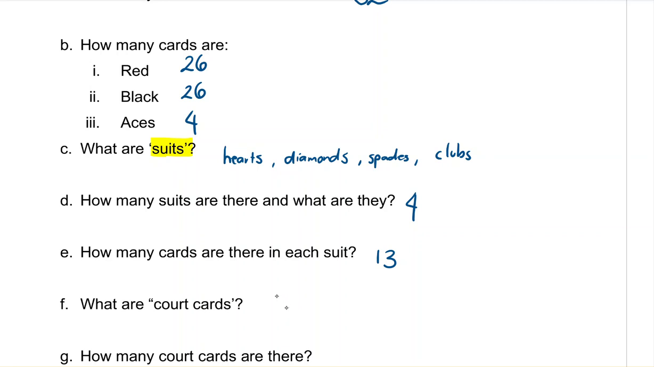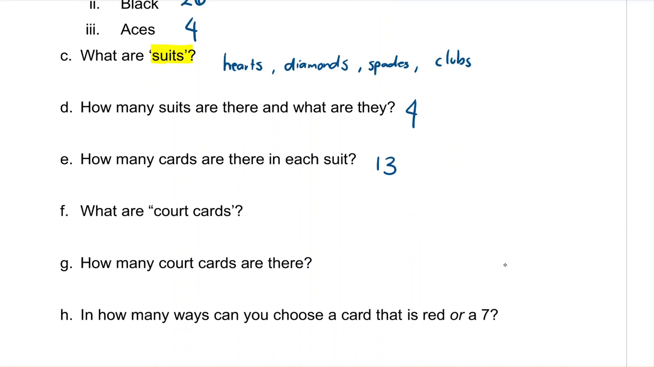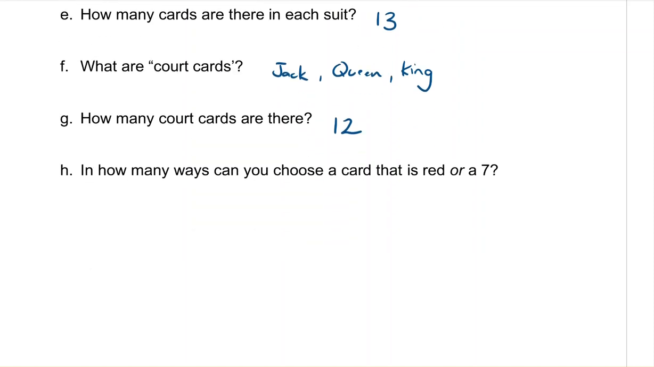Oh, I wrote down the wrong one. What are the court cards? You're right. Read the question. It is the jack, the queen, and the king. There would be 12 of them, but it didn't ask me that. I just wanted to know what they were. Part G. There it is. How many court cards are there? 12. In how many ways can you choose a card that is red or a 7?